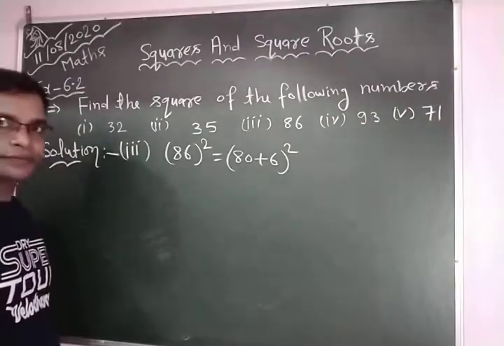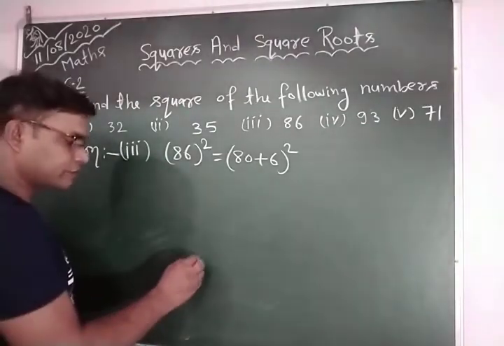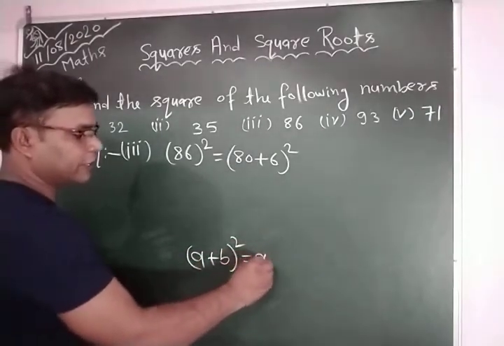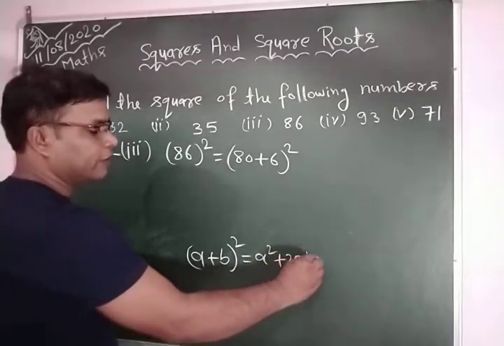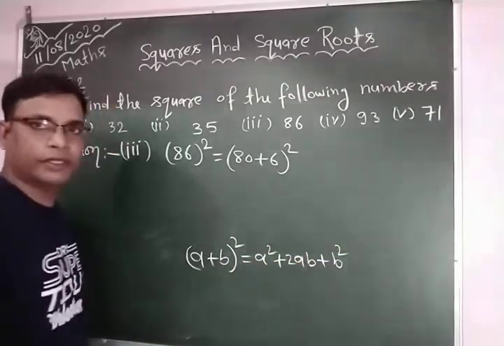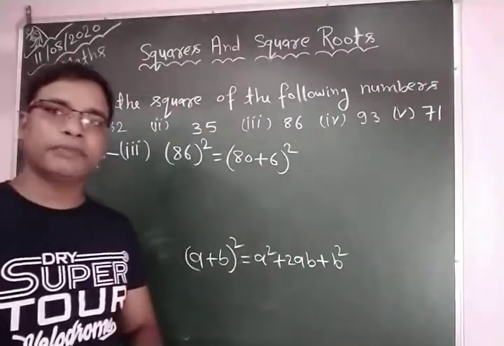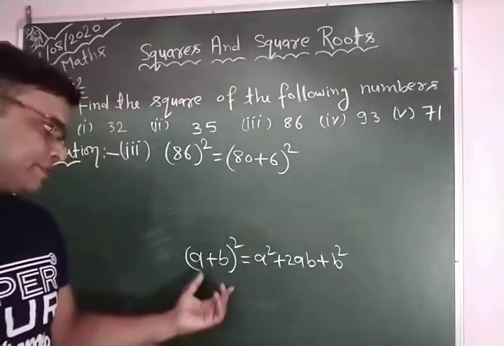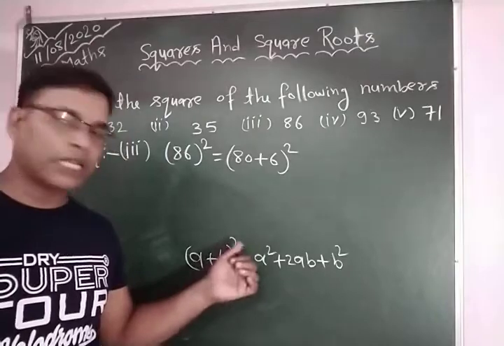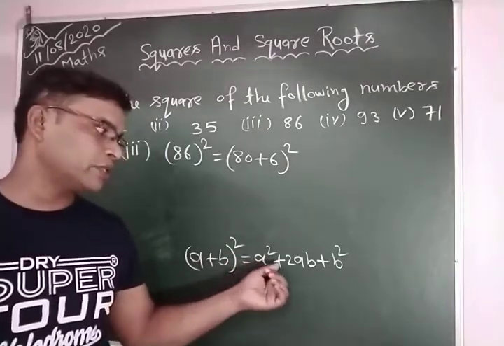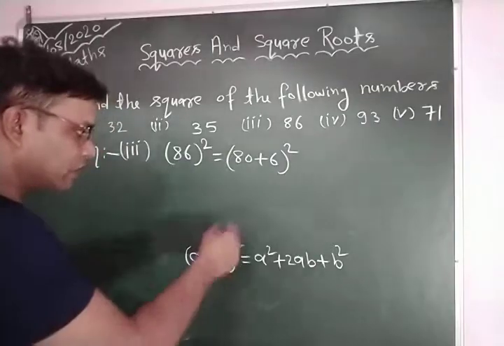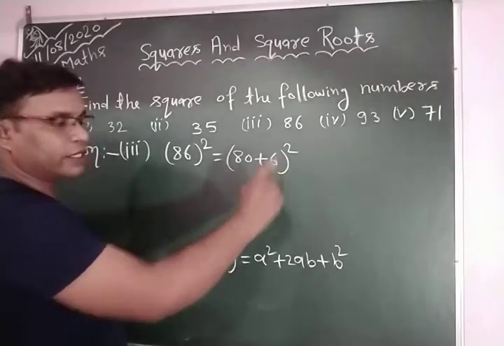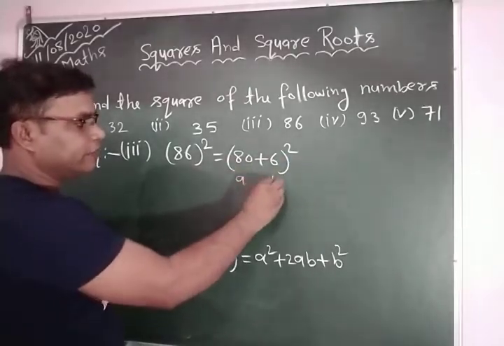Okay, and we know that the square of a plus b is equal to a square plus 2ab plus b square. You know very well this identity. This is the algebraic expressions and identities chapter, chapter number 9. So if you compare to this identity, you obtain here this is a, this is b, whole square.